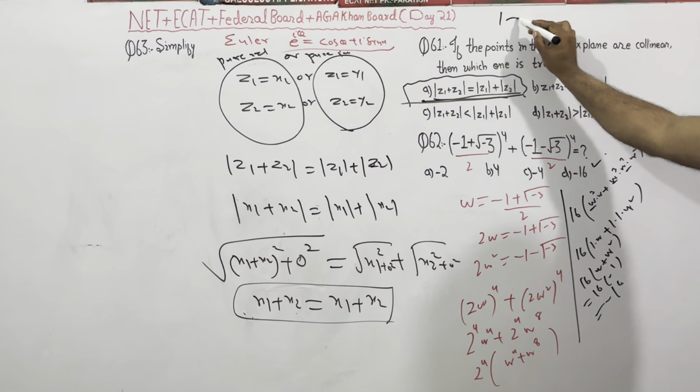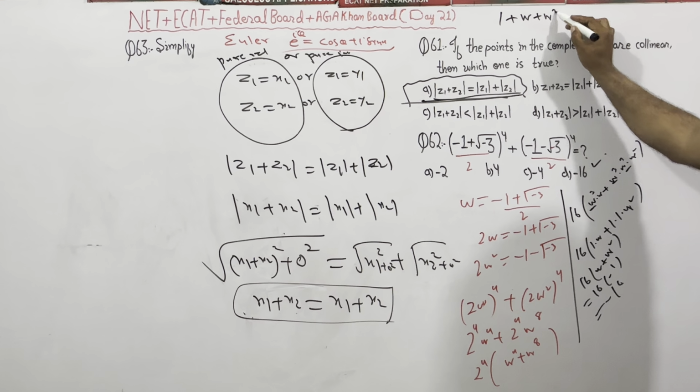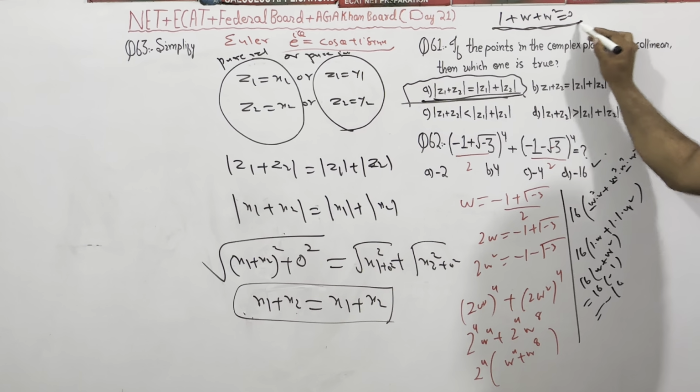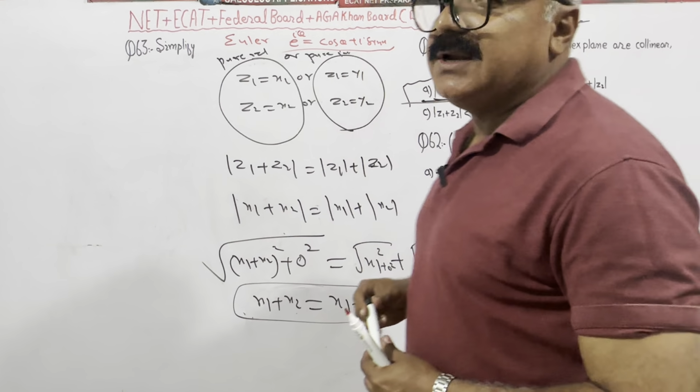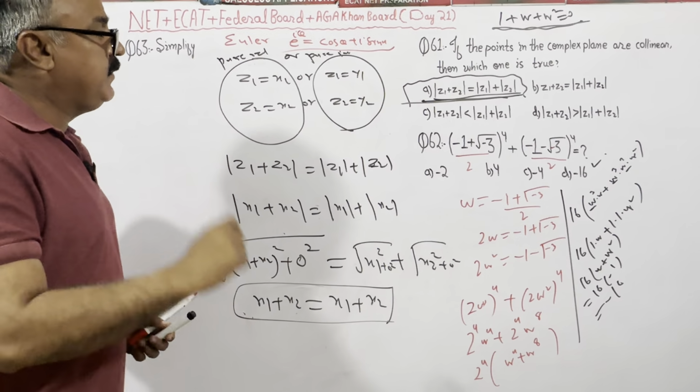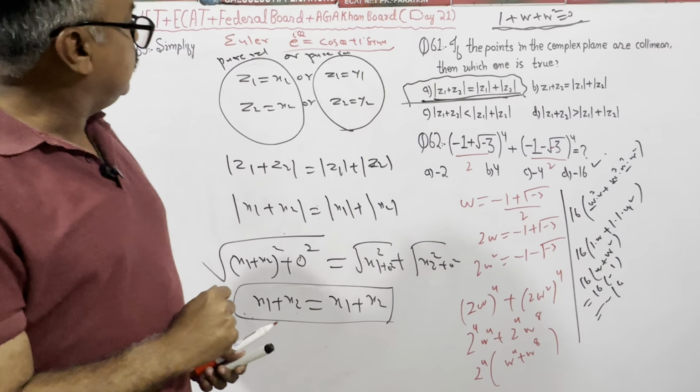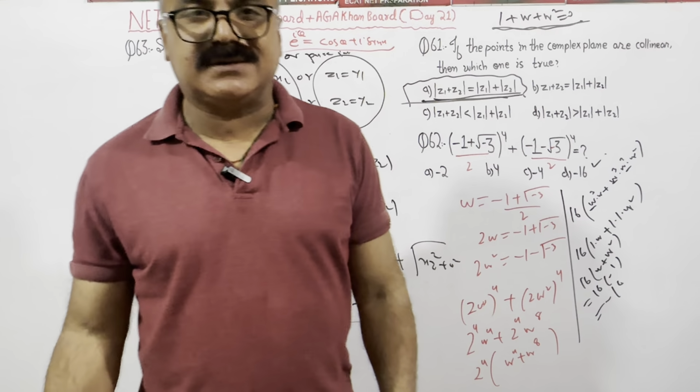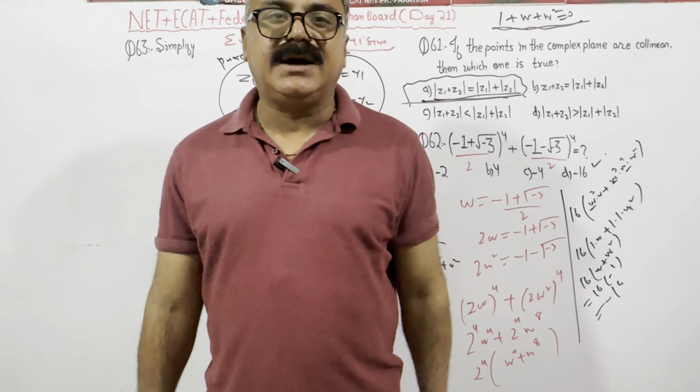What I have utilized is this identity: 1 plus omega plus omega square is equal to 0. Within a short time frame, I have compiled for you some tremendous questions based on complex numbers. It's all by itself. Next.